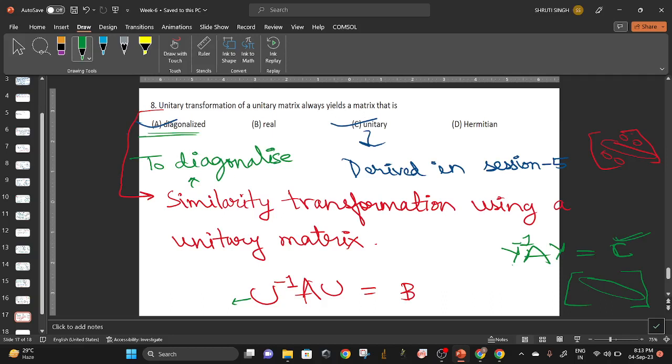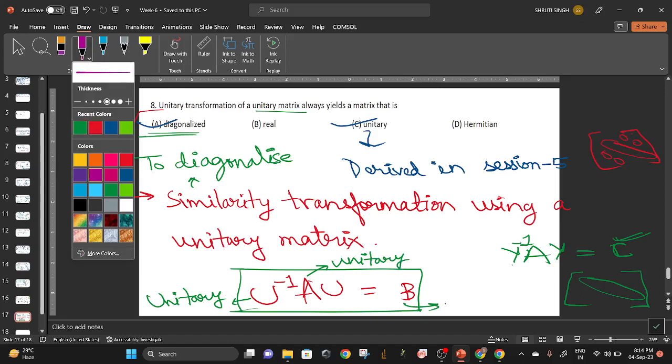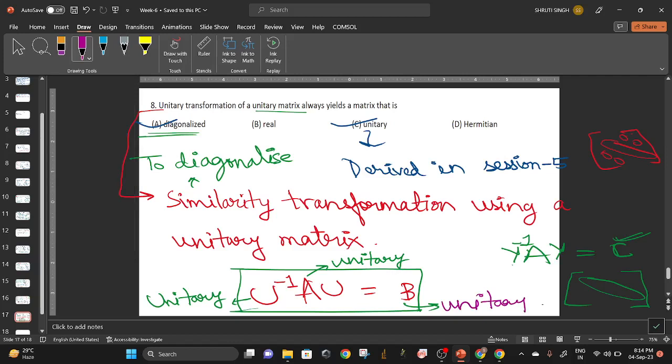Now I told you this is a unitary transformation, it means U is unitary. It is given that this is a unitary transformation of a unitary matrix, which means A is also unitary. If these two are unitary, this will also be unitary, as a consequence. Now, if A was not unitary, B need not be unitary. If A is not unitary, we will still call this transformation a unitary transformation or a similarity transformation, anything you like.